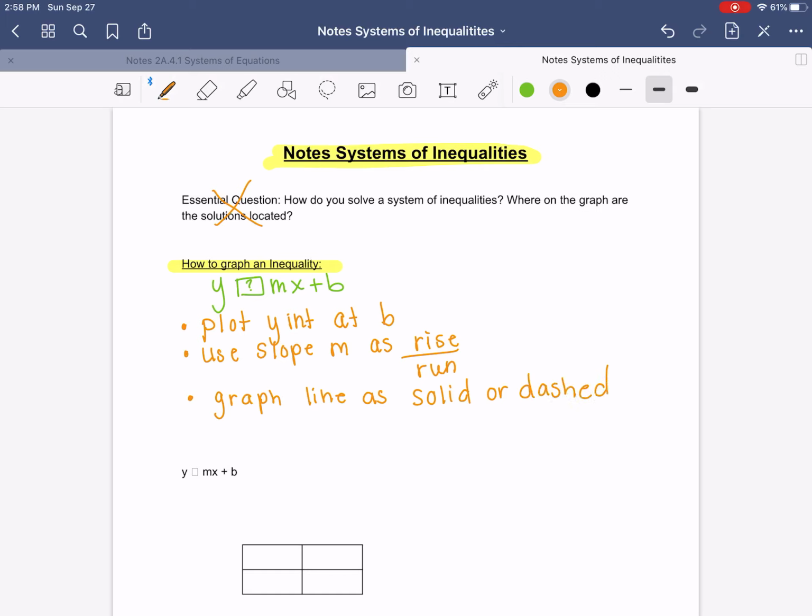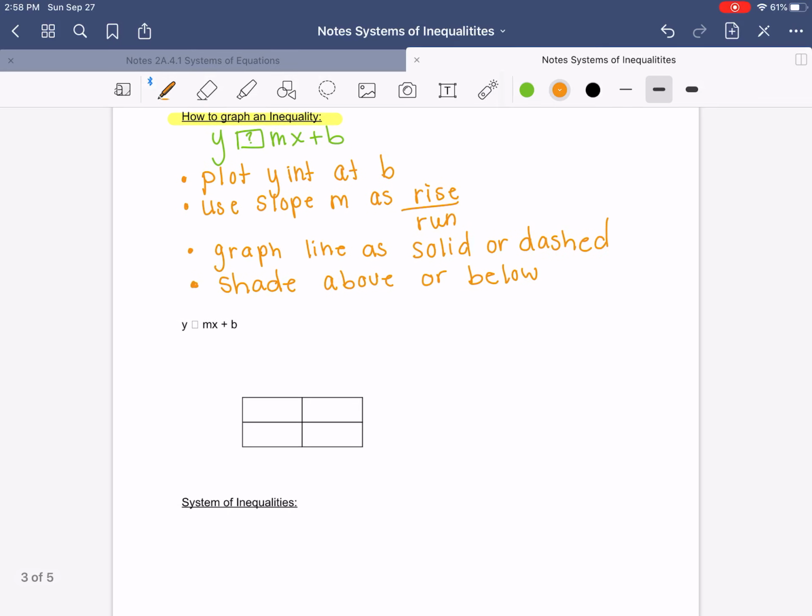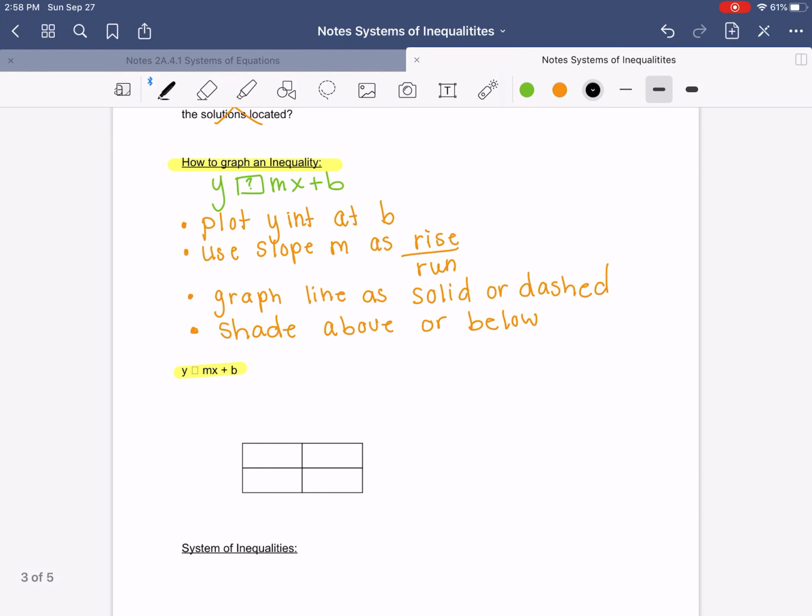And then you're going to either shade above your line or below. So we're going to talk about how to decide if your line is solid or dashed, solid or broken, your teachers might have said before, and then how to decide if you're going to shade above or below. So your equation, remember, should be in the form of y and then some sort of inequality there, mx plus b. So this could be a greater than symbol. It could be a less than symbol. It could be a less than or equal to or a greater than or equal to.